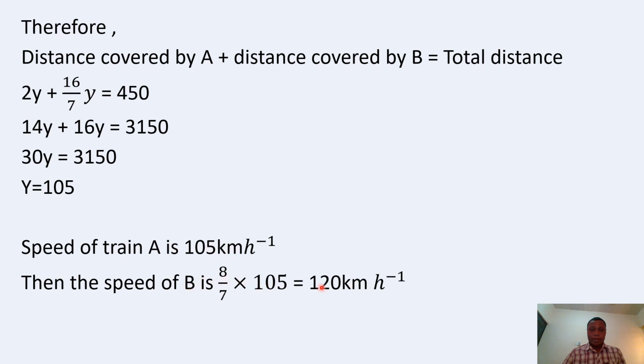So what is the difference here? This is 120 and 105, you can still find the difference. I think it should be 15 kilometers per hour, and that 15 kilometers per hour is what this fraction, 8 over 7, accounts for. So I think this is the simplest way to solve this question.